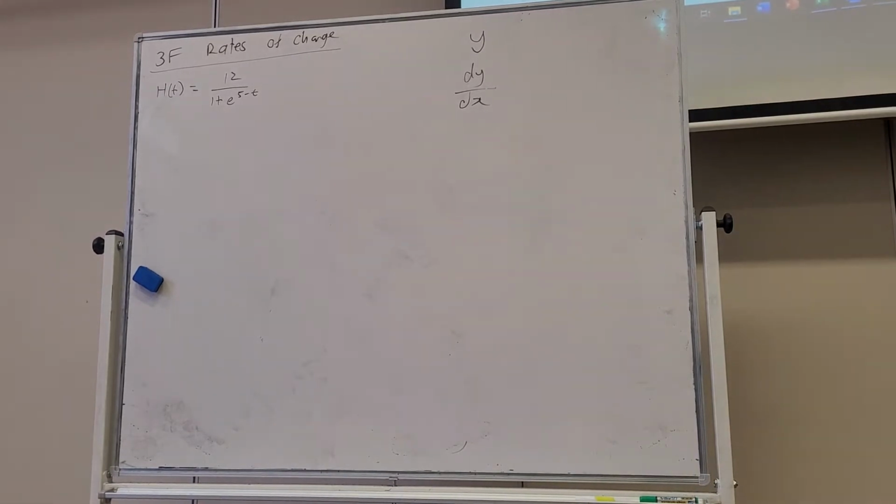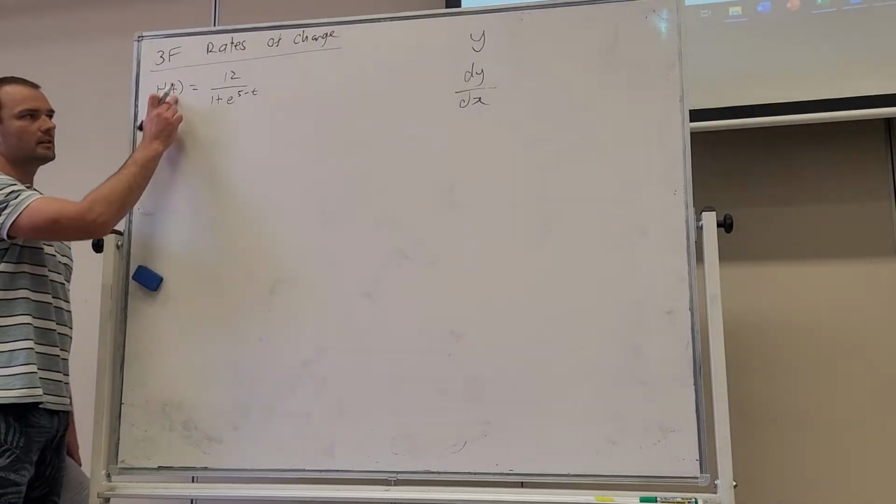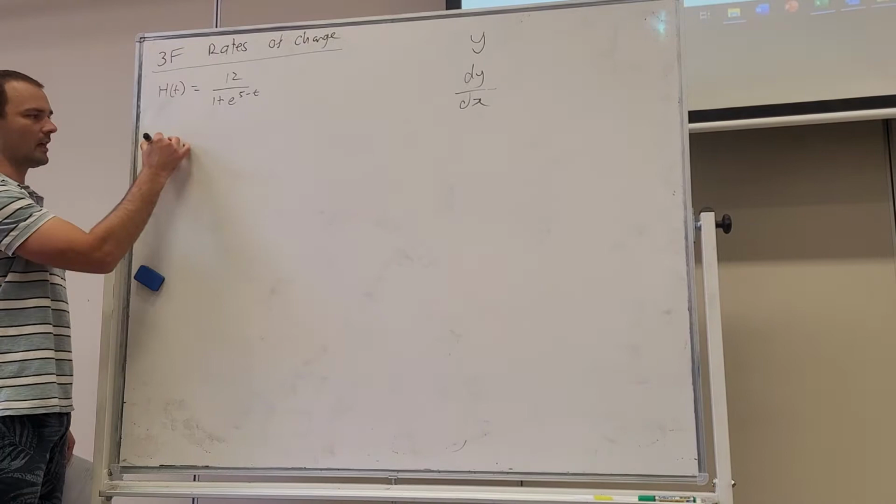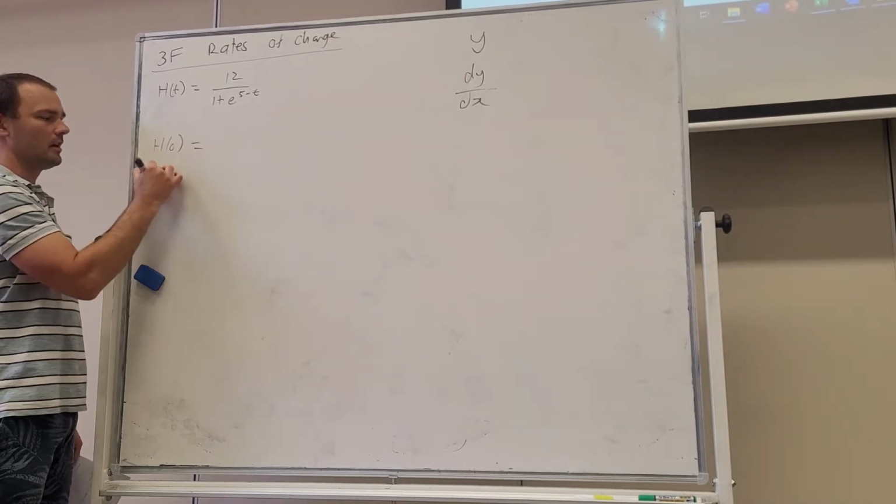It says, pretty basically to begin with, find the height of the tree initially, so when time is 0, and then after 6 years. That just means put t is 0 into the equation and put t is 6 into the equation.